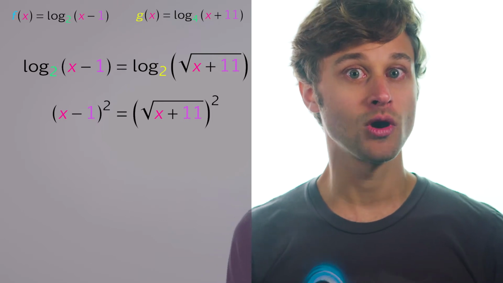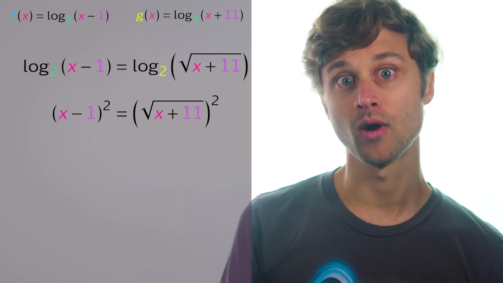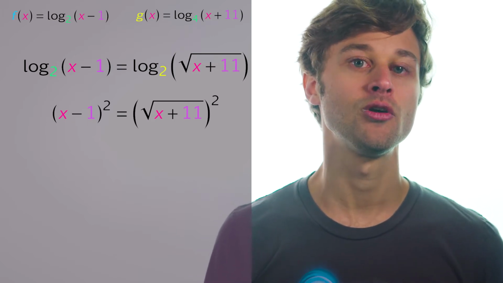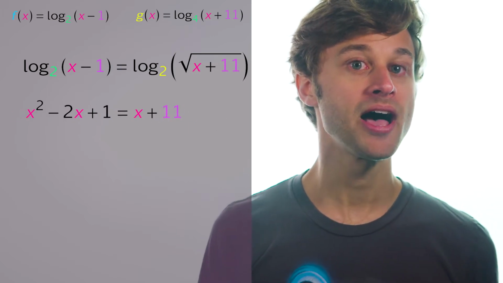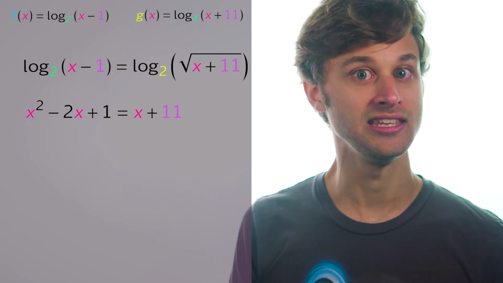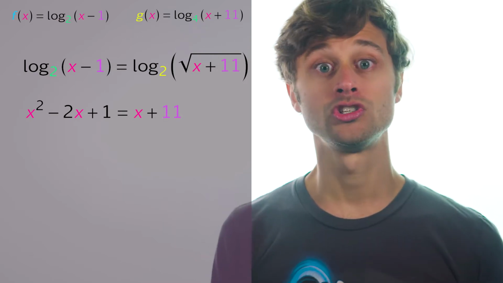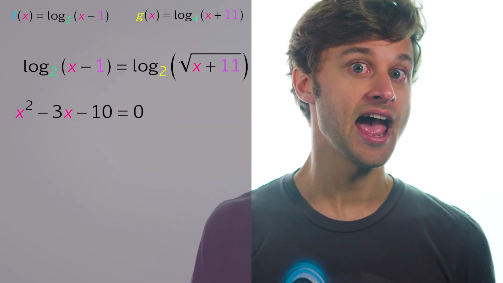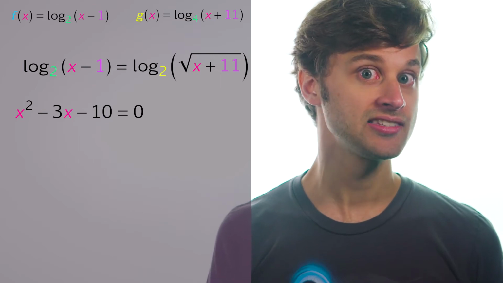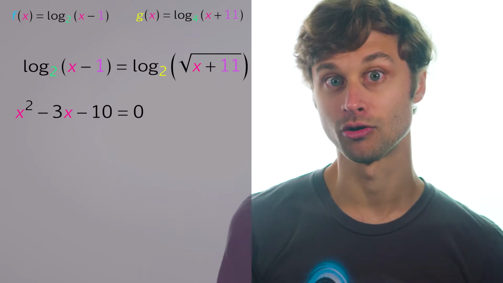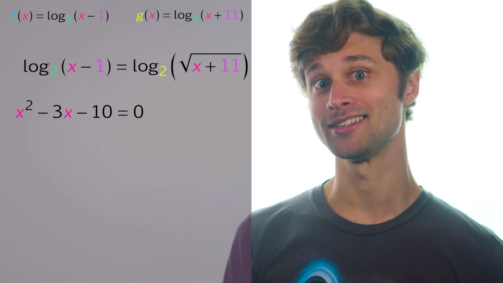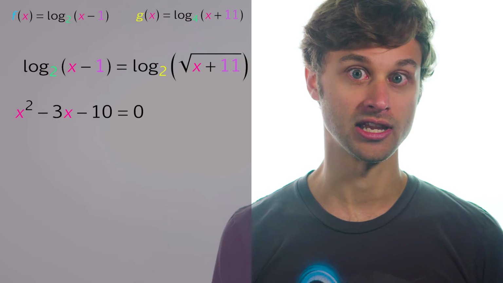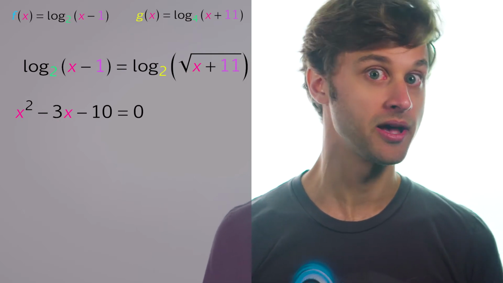Okay, so when I square both sides, I get (x − 1) squared is equal to x + 11. Doing some FOIL on the left-hand side there, we get x squared − 2x + 1 is equal to x + 11. I'm now going to combine like terms, set everything equal to 0, and I get this equation: x squared − 3x − 10 is equal to 0. Now this is just a quadratic, which is nice and simple to solve. We can use either the quadratic formula or factoring to figure out what the solutions must be.